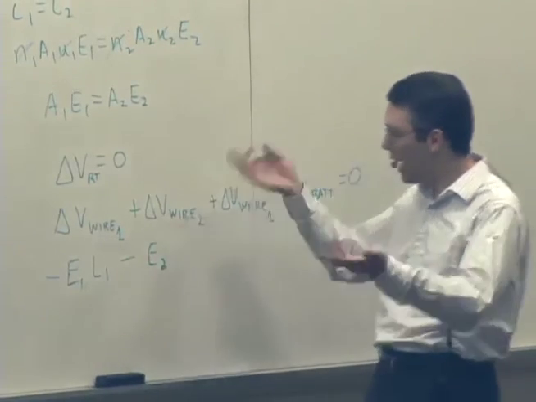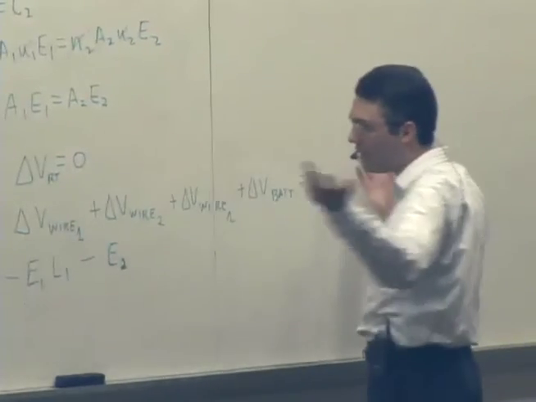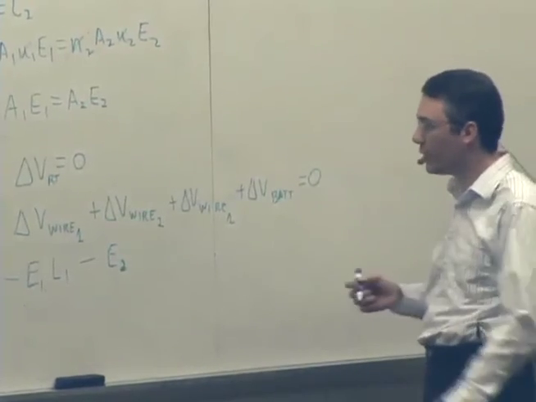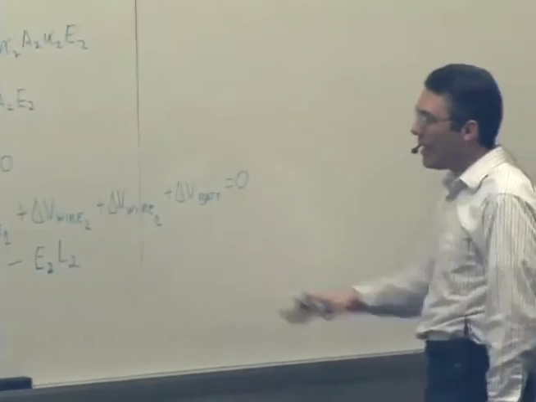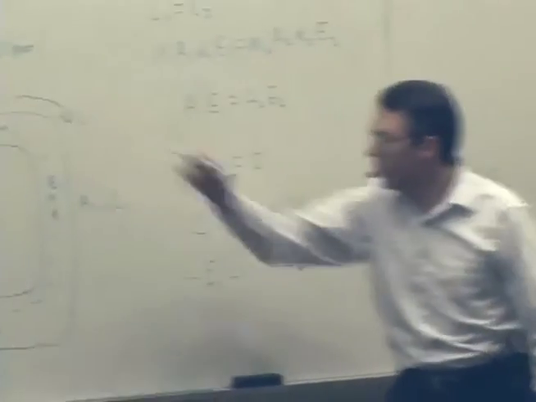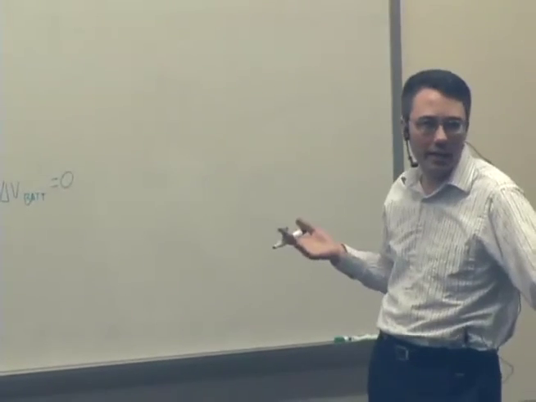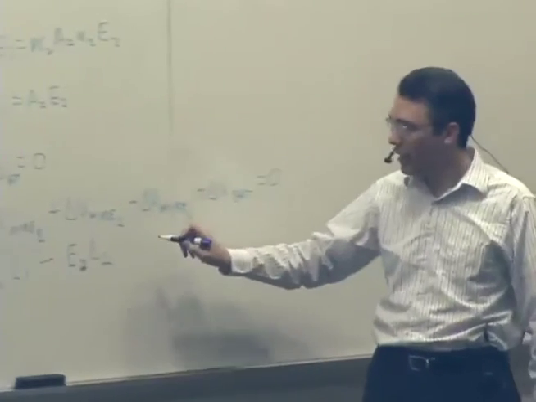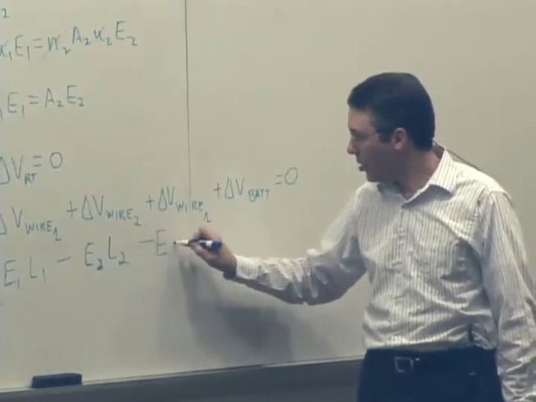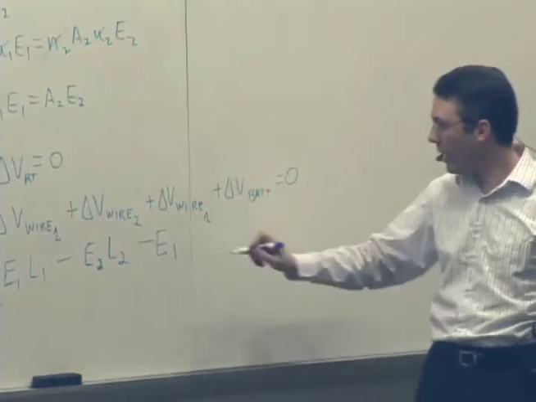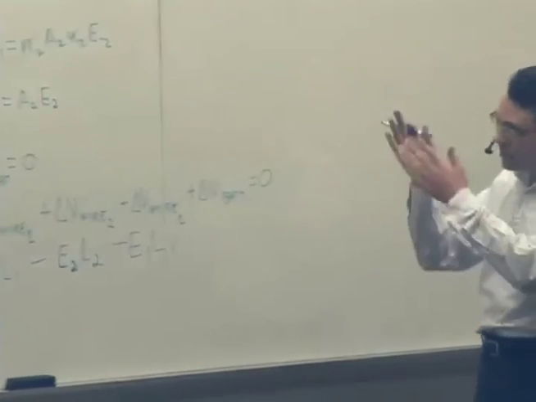So E1 without any symbols on it just means a magnitude. E2 without any symbols on it just means a magnitude. E2L2, okay? And then I have another length of wire 1. I'm going in the direction of the electric field, so the difference is, again, negative. Same electric field magnitude as before, E1, and same length, L1. And again, they're in the same direction.